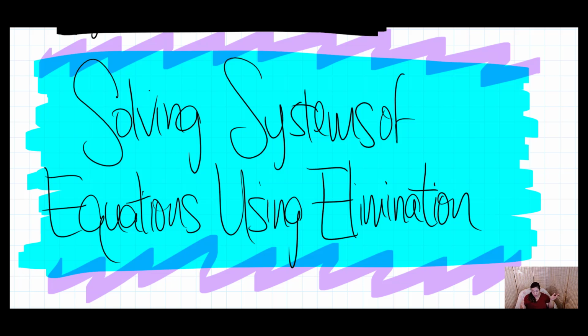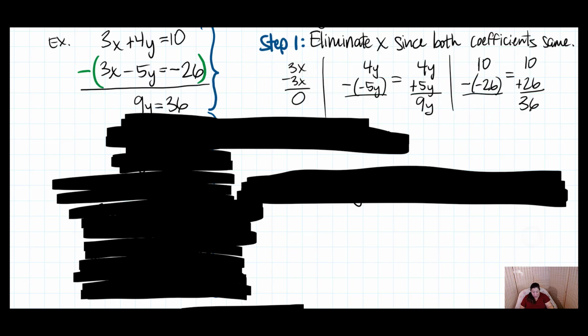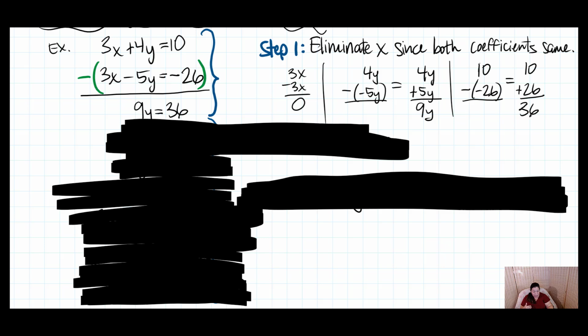Okay, we're going to go over solving systems of equations using elimination. So the first problem we started before the session cut out was 3x plus 4y equals 10 and 3x minus 5y equals negative 26. So let's look at our first step. When you're doing elimination, you want to use the same coefficients for one variable so that you can eliminate them when you add them together or subtract. So in this case, x has a coefficient of 3 and a coefficient of 3, or negative 3 if you subtract.